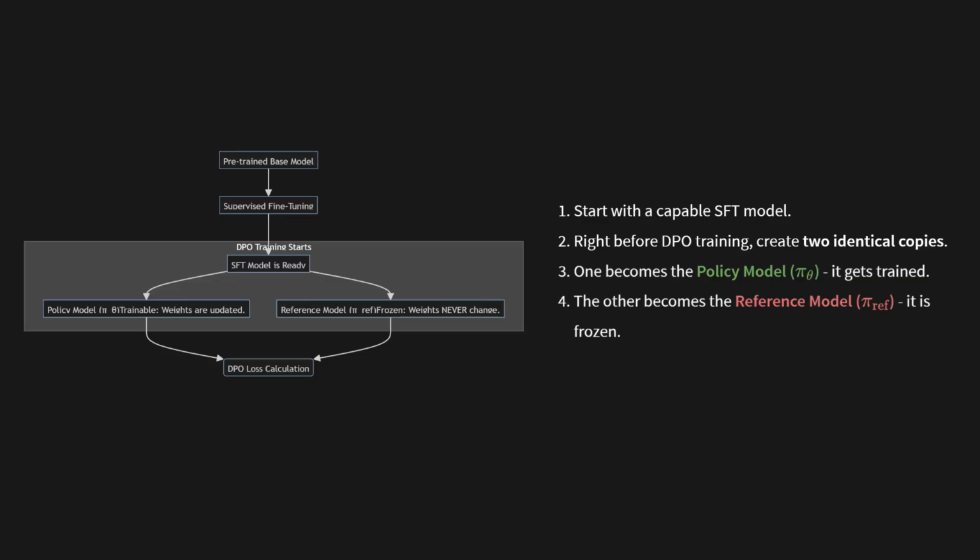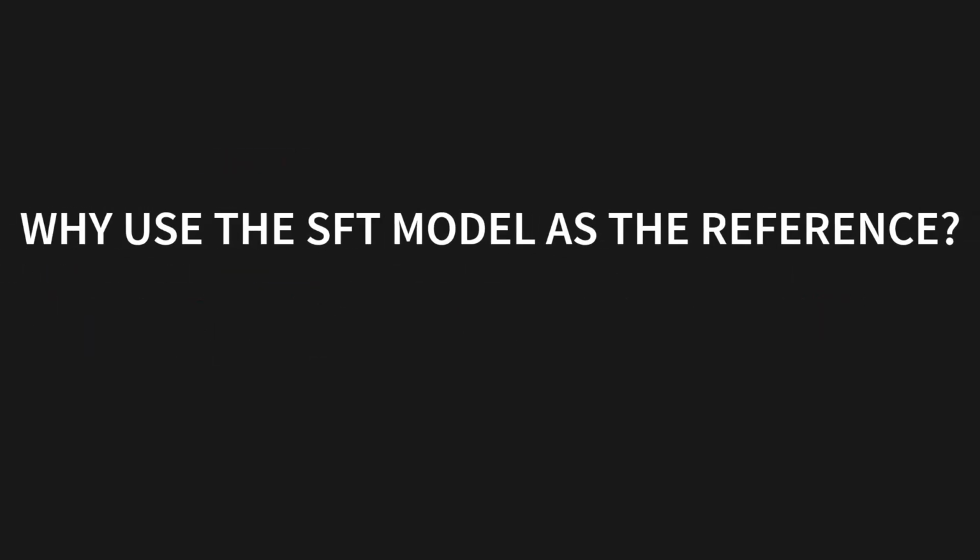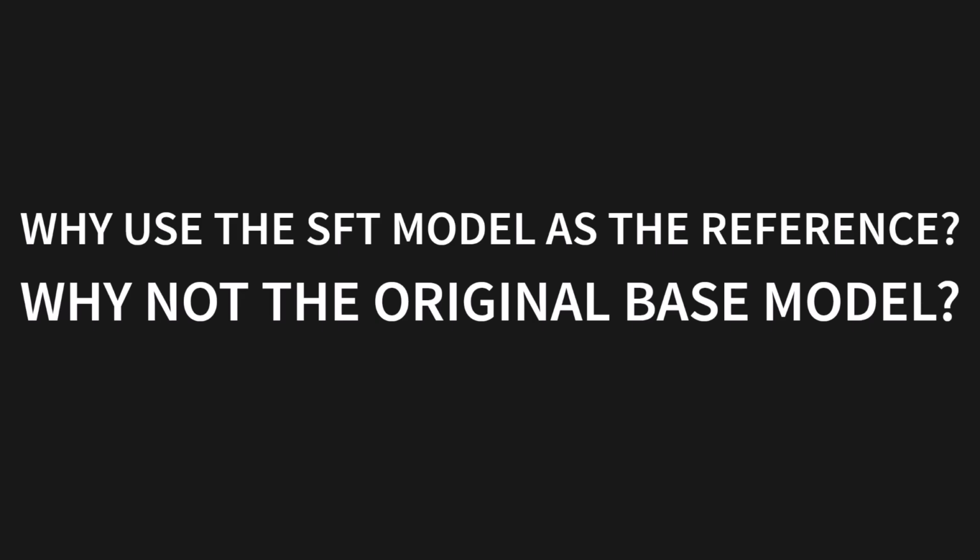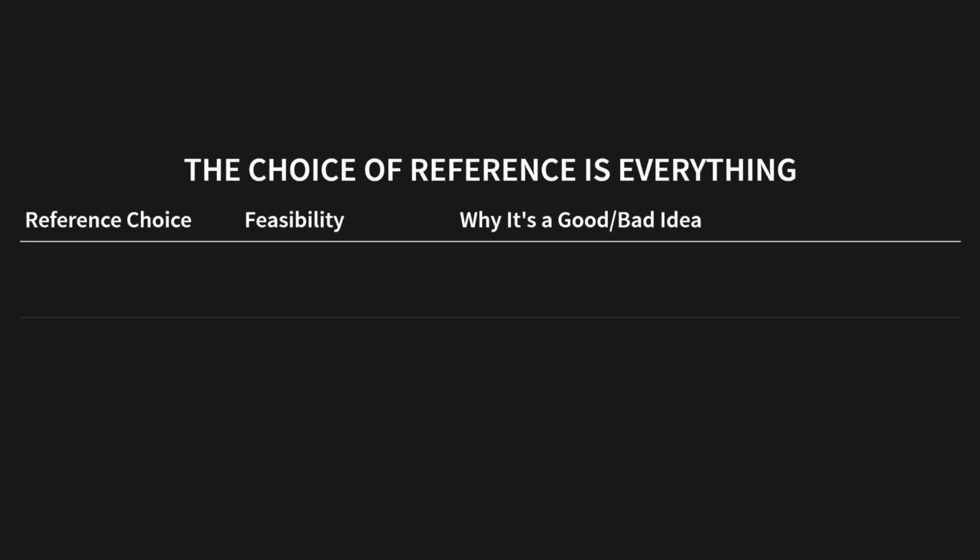Its weights will never change. Both of these models, the policy and the reference, are then used in the DPO loss calculation to figure out how to update the policy. This brings up a really important question. Why use the SFT model as the reference? Why not just use the original base model that we started with? Because the choice of reference is everything.